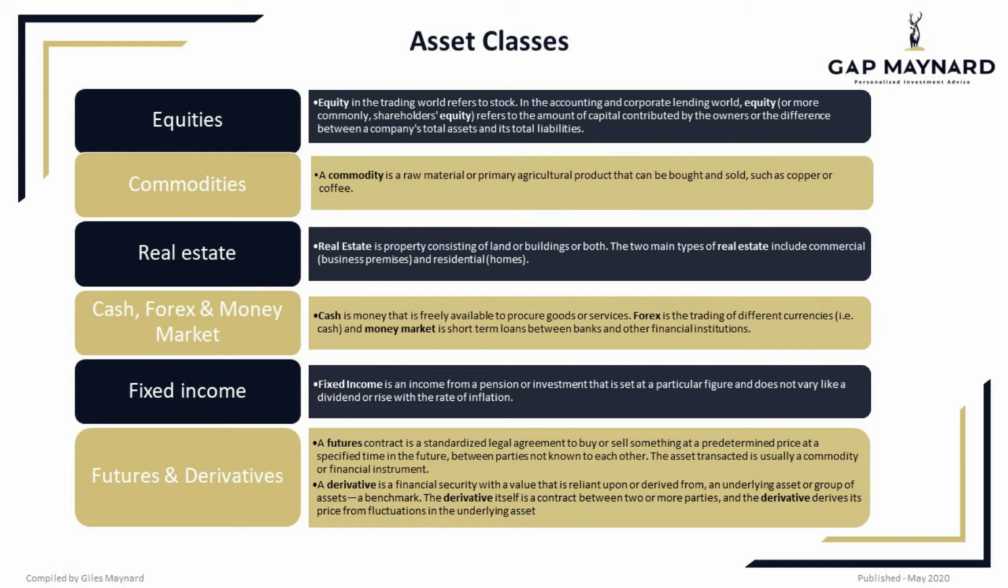Futures and derivatives are a little more complex to understand, and we could spend a whole 2 hours going over the difference between futures and derivatives and how they work. But for the sake of this presentation, a future contract is a standardized legal agreement to buy or sell something at a predetermined price at a specified time in the future between parties not known to each other. The asset transacted is usually a commodity or financial instrument.